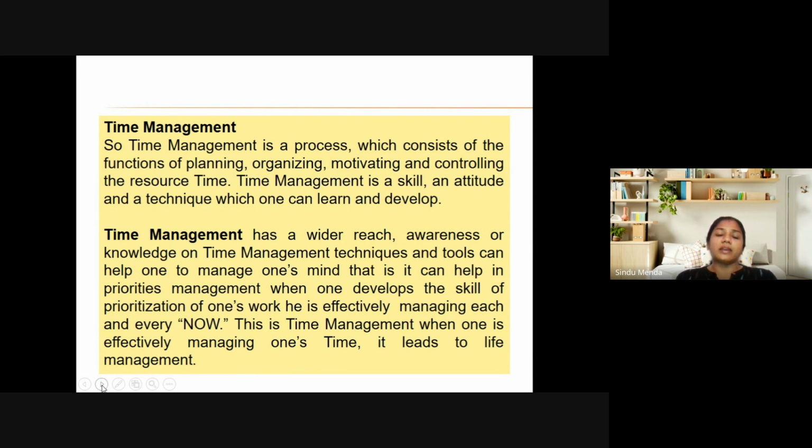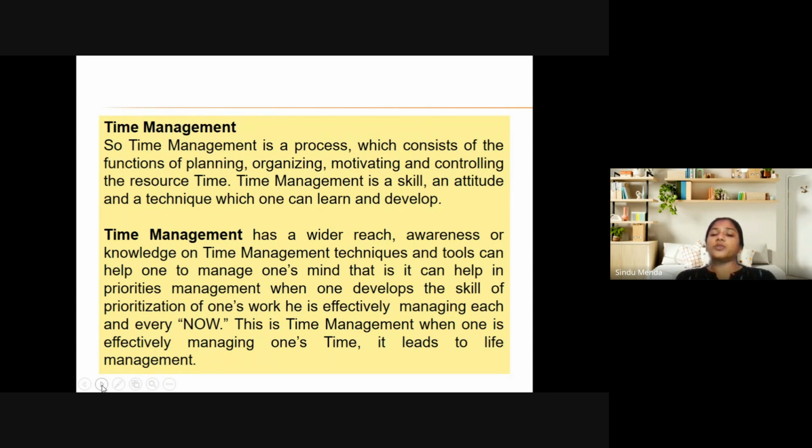Time management is a skill, an attitude, and a technique which everyone can learn and develop. Time is a wider concept, and awareness or knowledge of time management techniques and tools can help one manage one's mind and priorities. When one develops the skill of prioritizing one's work, he is effectively managing each and every now. That is the concept of now.